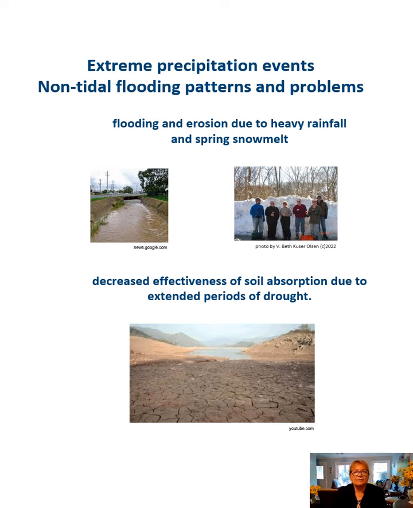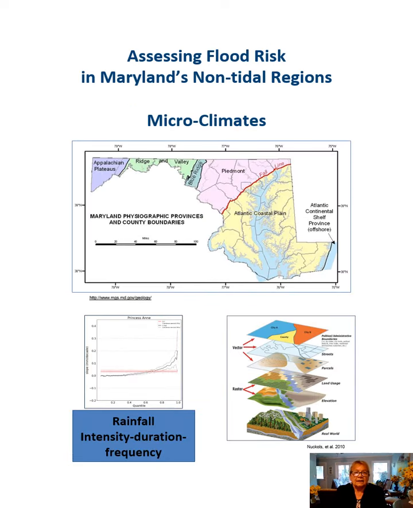Extreme precipitation events come in the form of flooding and erosion due to heavy rainfall and spring snowmelt, as well as decreased effectiveness of soil absorption due to extended periods of drought. In assessing flood risk in Maryland's non-tidal regions, it's not one size fits all for all communities in this region. Each locality has what I call microclimates. That is, there are differences in rainfall and ground surfaces that are very localized. So each community needs to take their individual circumstance into consideration when developing a resiliency plan.